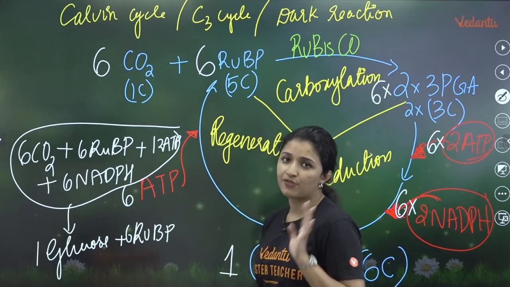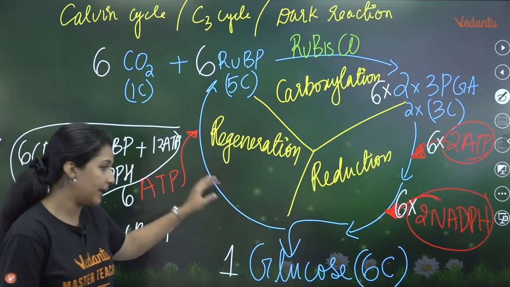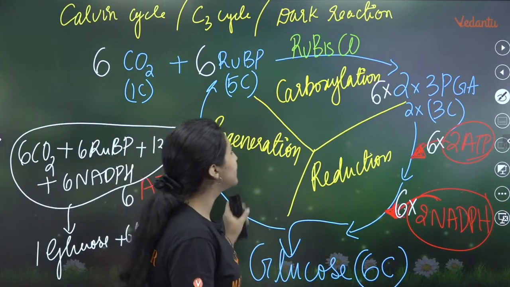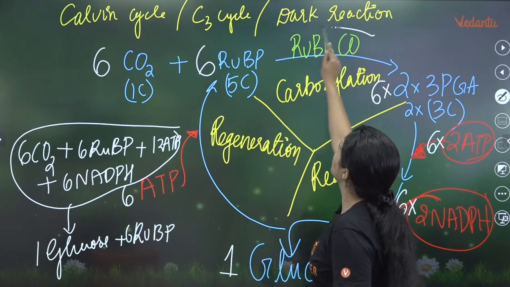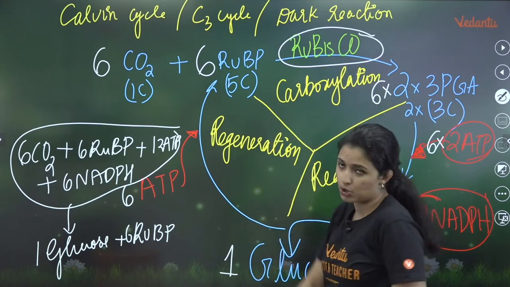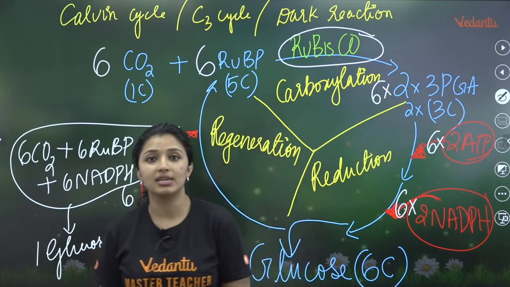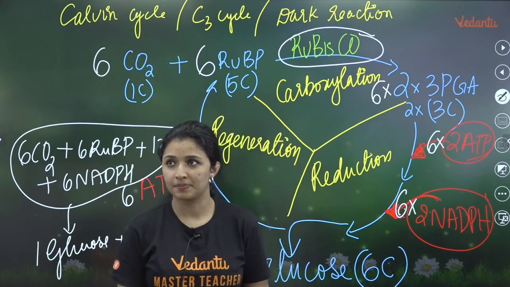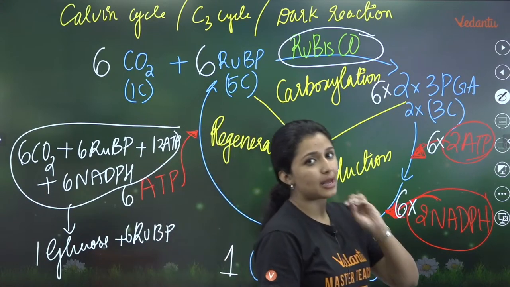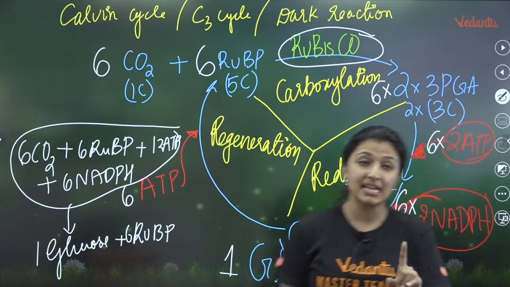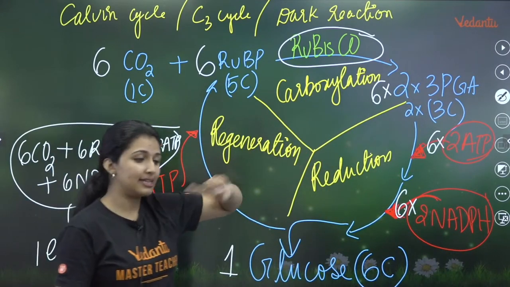Alright, now this is fine. Everything is going well. We are making glucose. The problem is with Rubisco. The problem comes because we are utilizing an enzyme called Rubisco, which is ribulose 1,5-bisphosphate carboxylase oxygenase enzyme. So here we have a carboxylase oxygenase enzyme. That means this enzyme has a double role.